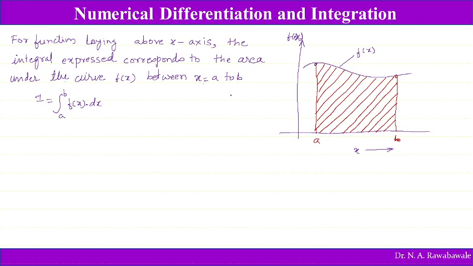Now we take another example. If the function is f of t, a function of t where time is the independent variable and f of t is the dependent variable, it specifies the position of an object as a function of time.